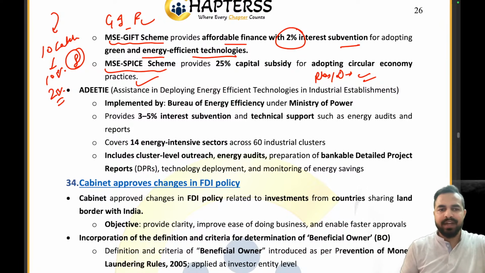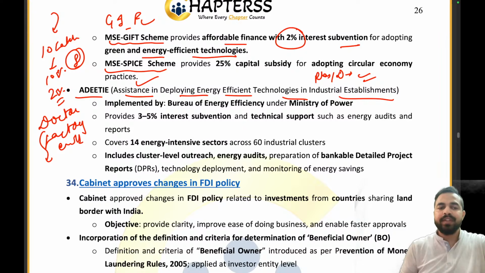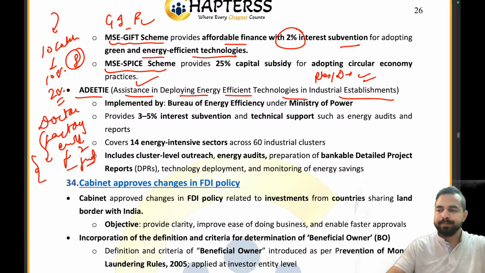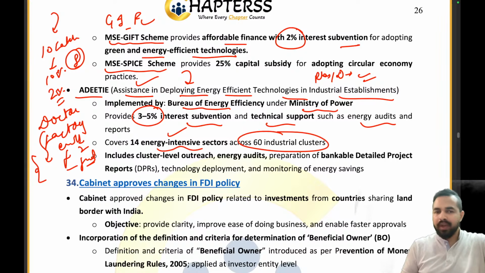Now let's move on to the next part, that is the ADITI scheme, guys. That is the Assistance in Deploying Energy Efficient Technologies in Industrial Establishments. Let's take an example that we are sending a doctor to a factory. This doctor identifies where exactly we are facing energy losses, where we are not using resources efficiently, not using fuel efficiently. He gives his recommendations, and on the basis of that you can deploy energy efficient technologies in that establishment. Clear? It is implemented by the Bureau of Energy Efficiency under the Ministry of Power. It provides 3 to 5% interest subvention and technical support such as energy audits and reports. It covers 14 energy intensive sectors across 60 industrial clusters. So that's how we are focusing as part of the ADITI scheme.